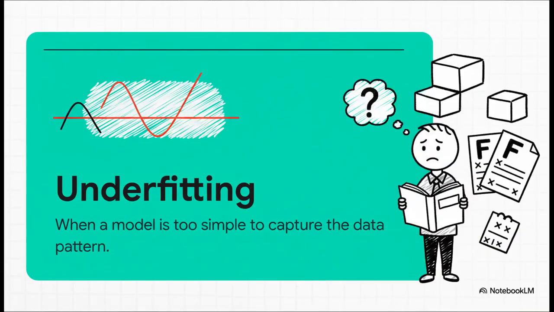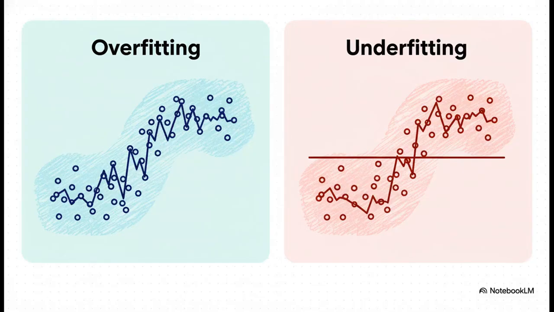And the opposite problem, of course, is underfitting. This happens when the model is just too simple to even grasp the basic patterns in the data. It's like a student who didn't study at all. They fail the practice questions and the final exam. So the whole game is about finding that Goldilocks zone. You need a model that's not too complex and not too simple.